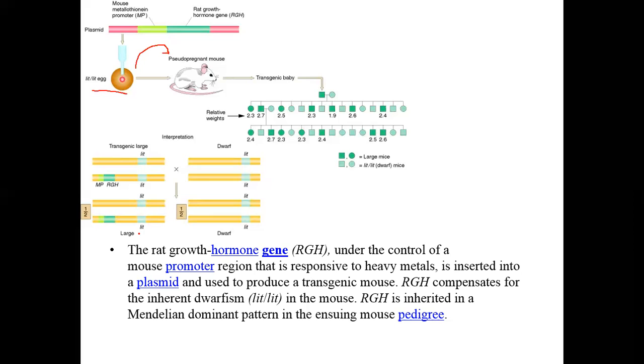The rat growth hormone under the control of the mouse promoter region that is responsive to the heavy metal is inserted into a plasmid and used to produce a transgenic mouse. RGH compensates for the inherent dwarfism in the mouse. RGH is inherited in a Mendelian dominant pattern in the mouse pedigree.